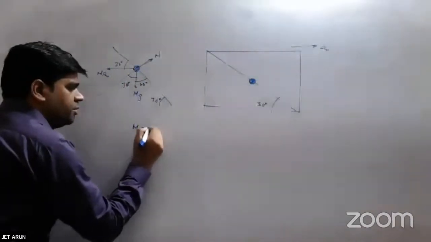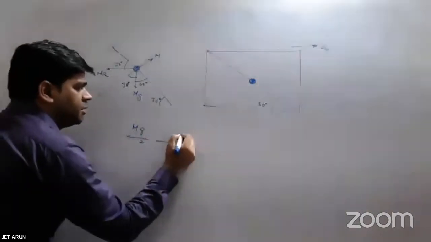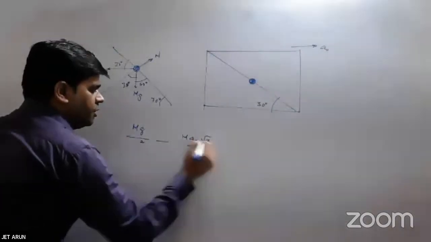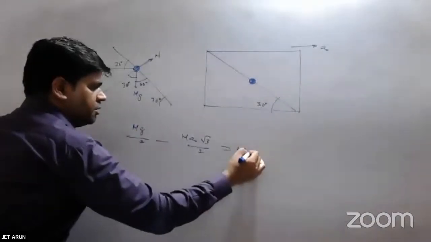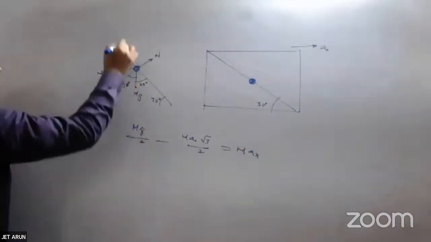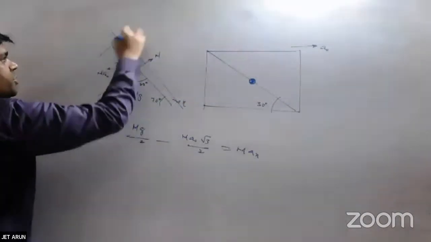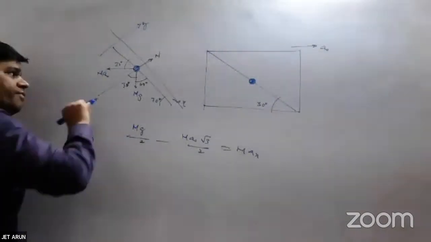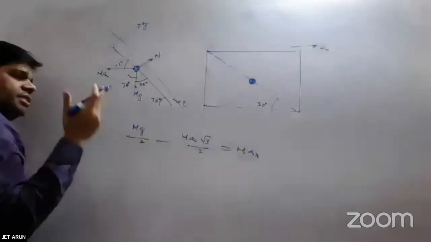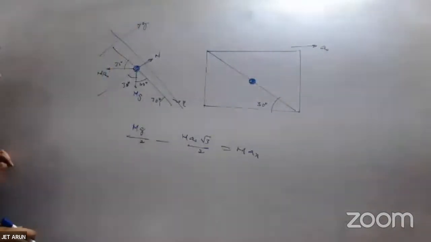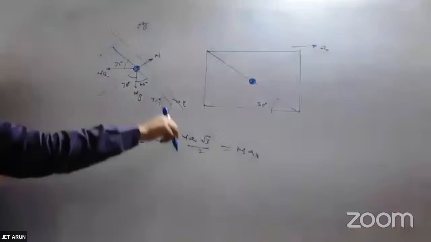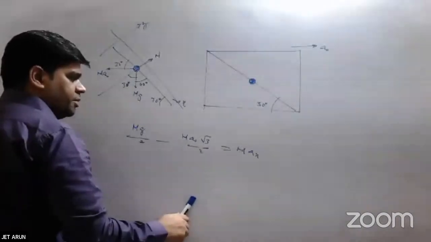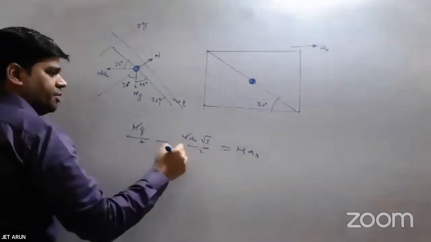So I have mg cos 60, which is mg by 2, minus m a0 root 3 by 2, is my mass into acceleration, m ax. Why ax? Because I'm taking this to be the x-axis and this to be the y-axis. Along the y-axis, there is no motion because normal reaction is counterbalancing all the forces, so net force along the y-axis is 0. Normal reaction is self-adjusting; it will increase or decrease depending on the acceleration a0. But along the x-axis, net force mg sin theta minus m a0 cos theta is equal to mass into acceleration. So m gets cancelled out.